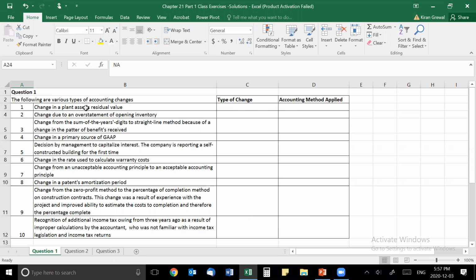All right, so change in a plant asset's residual value. If anything in depreciation changes, that's always going to be an estimate change, and for estimate changes, you're always using prospective. So prospective. Next, change due to an overstatement of opening inventory. Your hint word here is overstatement. So there was an overstatement of opening inventory. That must have been an error. Somebody made an error and that led to an overstatement. When there's an error, you're going to deal with it retrospectively.